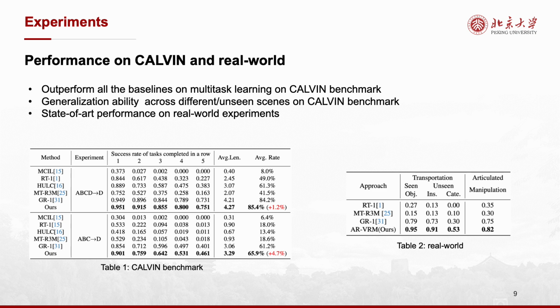Our method outperforms all the baselines on multitask learning on the Calvin benchmark, and the results also show the generalization ability of our method across different scenes and unseen scenes on the Calvin benchmark. Moreover, our method achieves state-of-the-art performance on real-world experiments, including transportation and articulated manipulation.